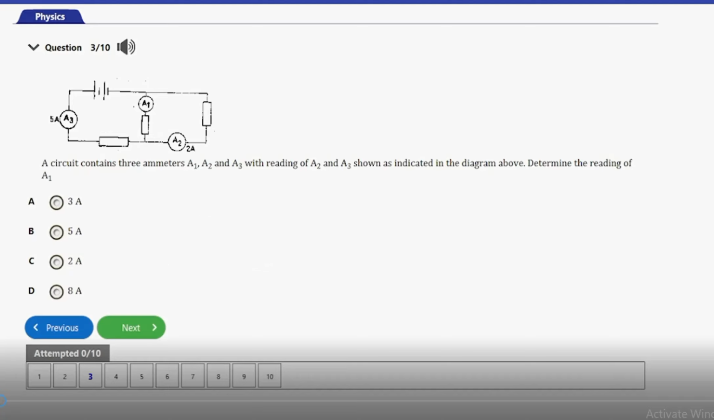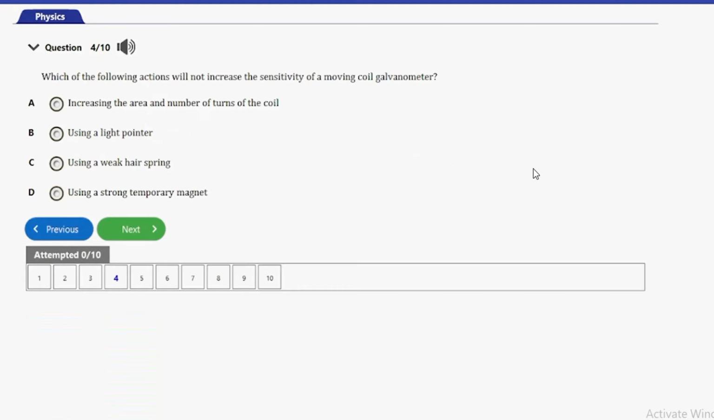So let's go ahead and consider the next question, guys. So that's question number 4 here. It says, which of the following actions will not increase the sensitivity of a moving coil galvanometer? So we have A, increasing the area and the number of turns of the coil, B, using a light pointer, C, using a weak hairspring, D, using a strong temporary magnet.